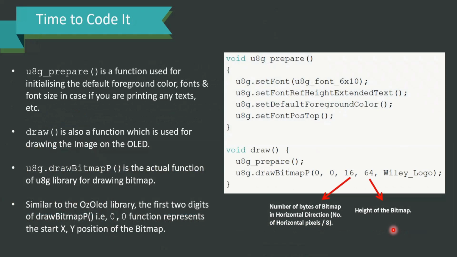The u8g_prepare method is a function used for initializing the default foreground color, fonts and font size in case you are printing any text.